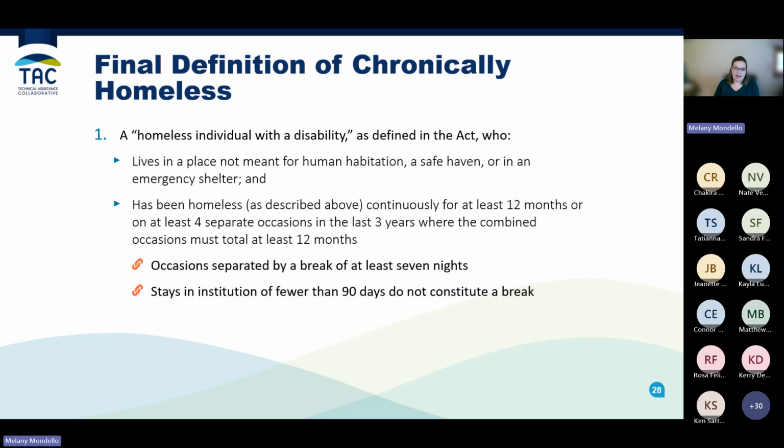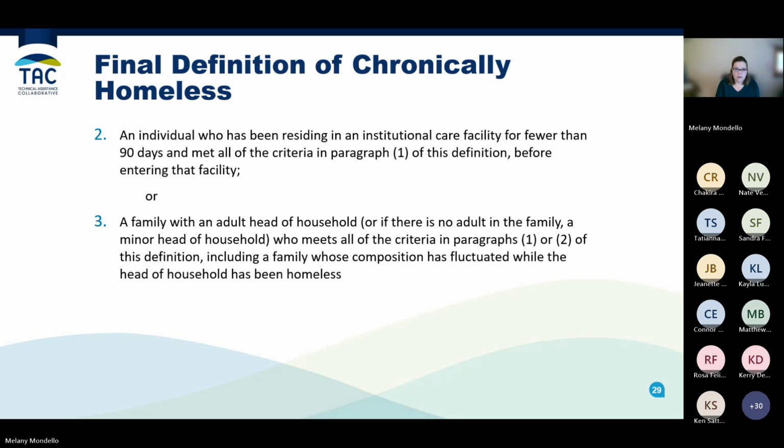And again, here we have this institution note. If you're in an institution for 90 days or fewer, that does not constitute a break, which is very helpful because people should be able to get the treatment they need. If they're in the hospital for those days, the month and a half that they're in the hospital still counts towards the 12 months. 90 days and up, it's a different situation. We can talk through, but that's the definition as it stands now.